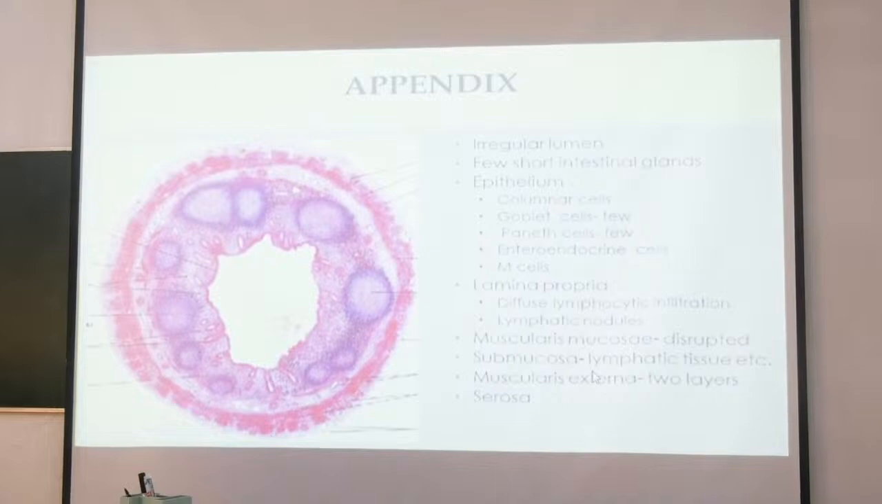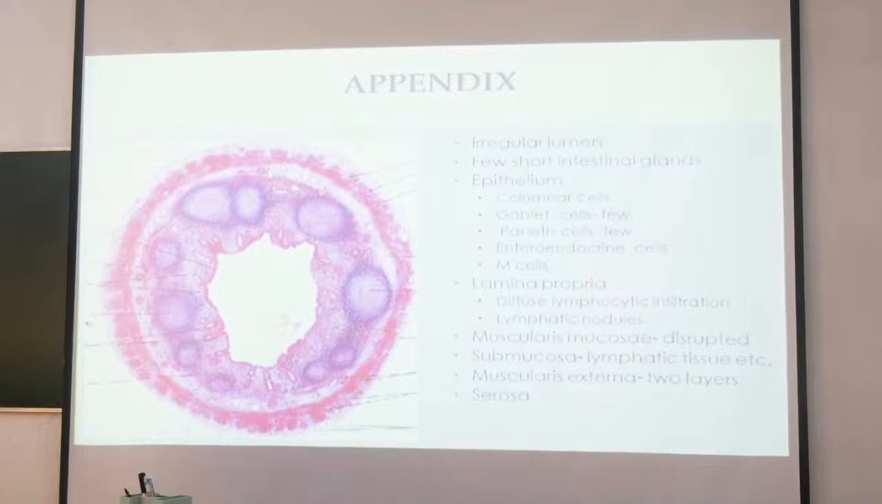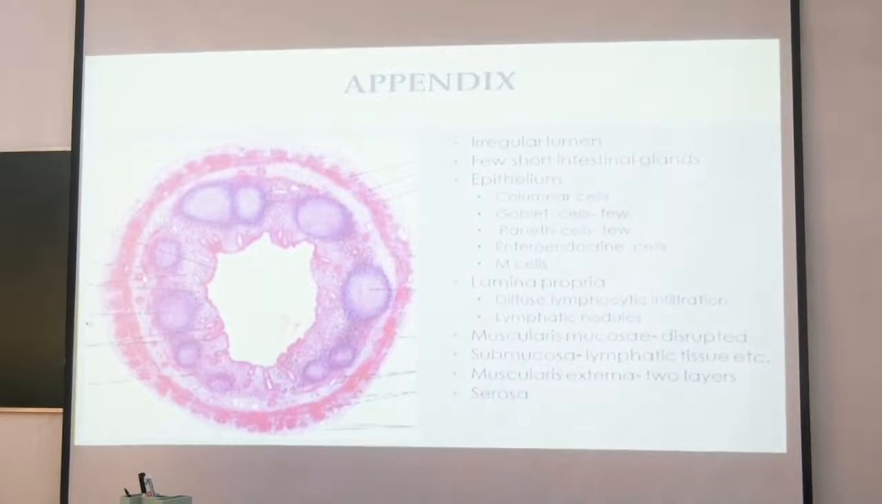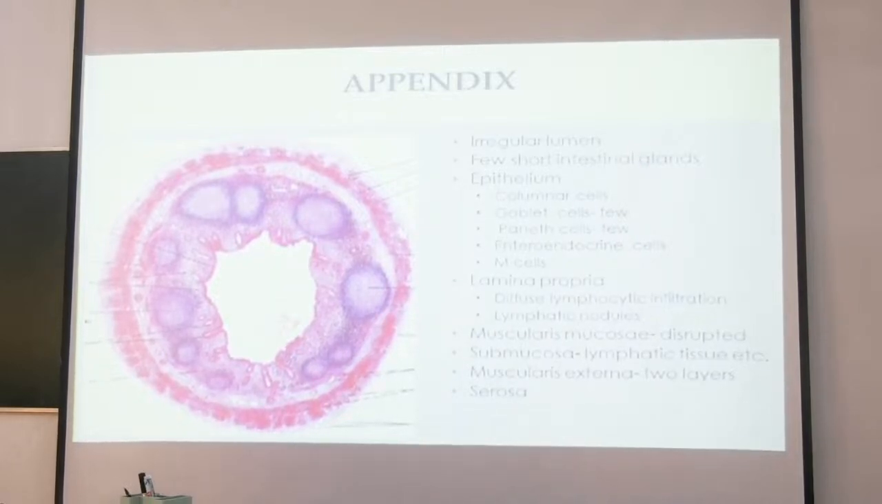Then what will be in the submucosa? Lymphatic tissue. The next layer is submucosa. See, here and there in between you will get these lymphatic tissues. And the last one is muscularis externa. You know, two layers: inner circular, outer longitudinal, and the last one is serosa.